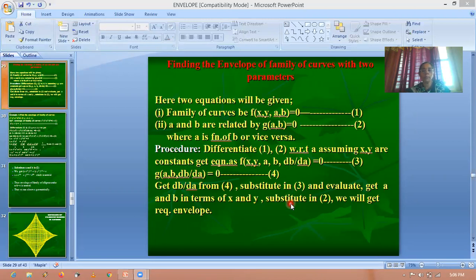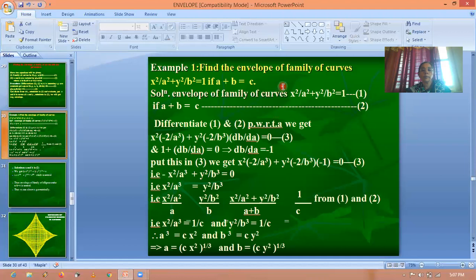You will come to know by using an example. So let us start with the example. Find the envelope of the curve x square by a square plus y square by b square equals 1, if a and b are related by a plus b equals c. This is the ellipse, which you already know. These are all a family of ellipses such that the sum of the major and minor axes is constant. Suppose the constant c is 16, then a and b may be 1 and 15, 2 and 14, 3 and 13, 4 and 12, and so on, where the sum is always 16. As you go on changing the major and minor axes and drawing the ellipses, you get at the end one envelope, which you have to find.